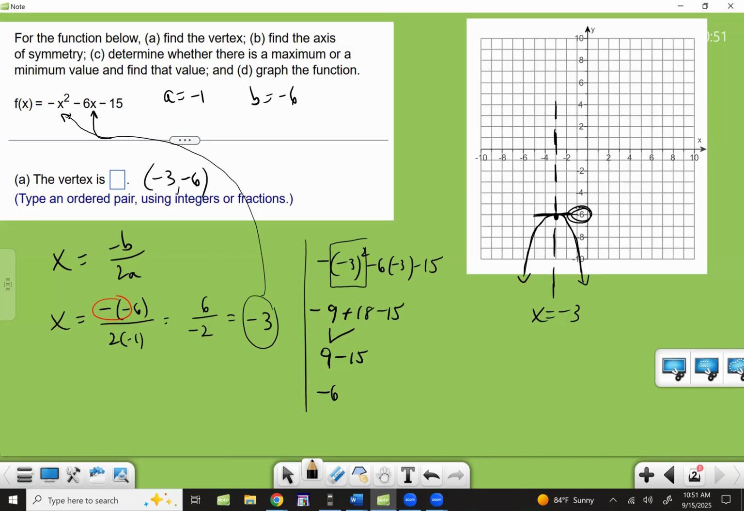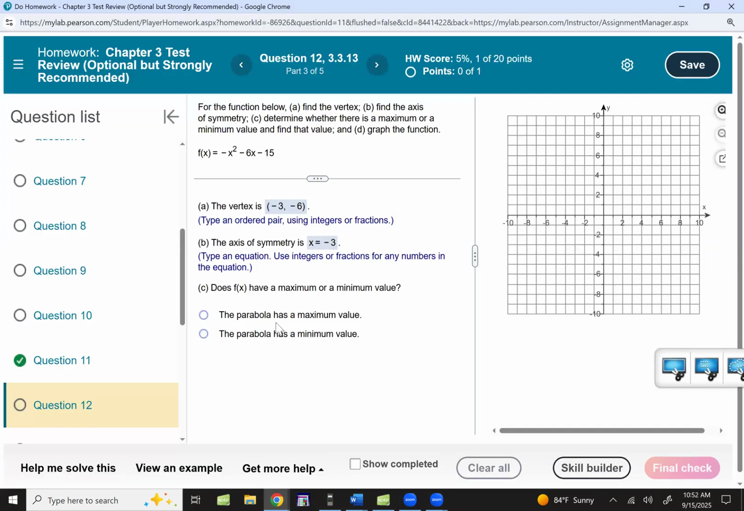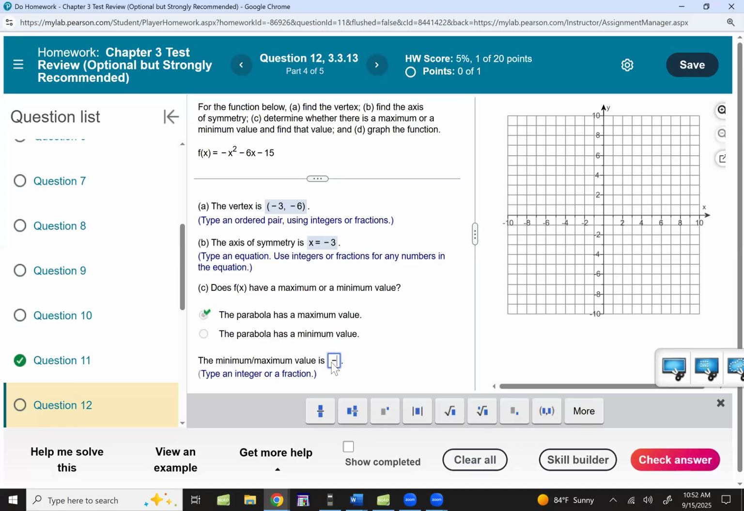So you have to determine which way it faces. Upward facing parabolas have a minimum. Downward facing parabolas have a maximum. And you want to make sure that you use the y value, right? To trace it back to the y-axis to find it. So -6 is going to be our maximum. Let's go put that in. The parabola has a maximum value. The maximum value is -6.